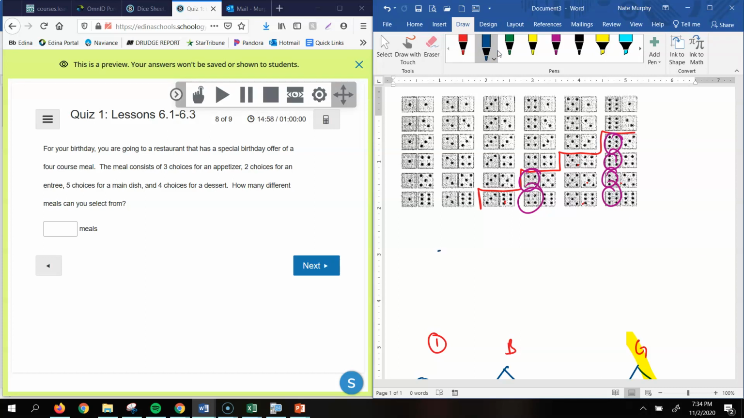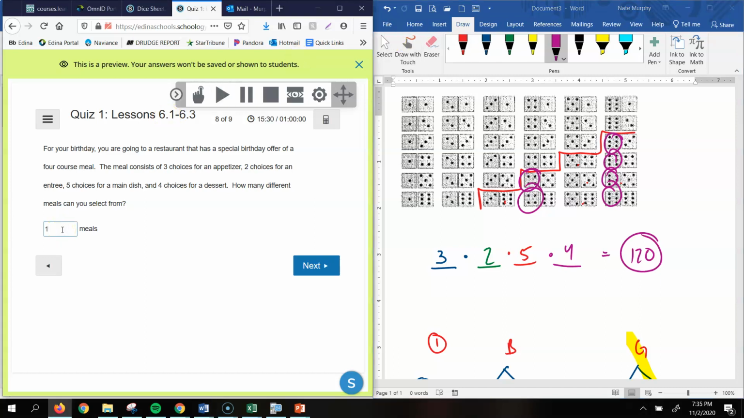So there's 3 choices for an appetizer. Okay, so we'll use that first blank to represent appetizers. This blank is going to represent the entrees, and there's 2 choices for an entree. This blank will represent our main dishes. So we have 5 main dishes to pick from, and this will represent our dessert. So we have 4 desserts to choose from. So if we multiply these together, 3 times 2 is 6, 6 times 5 is 30, 30 times 4 is 120. So there's 120 different ways or different meals.